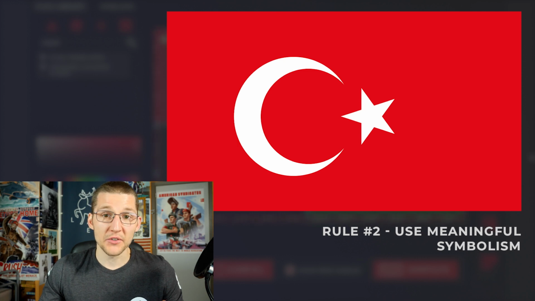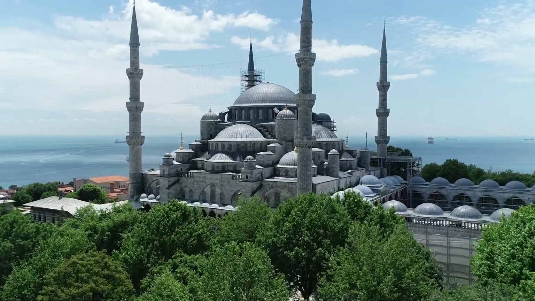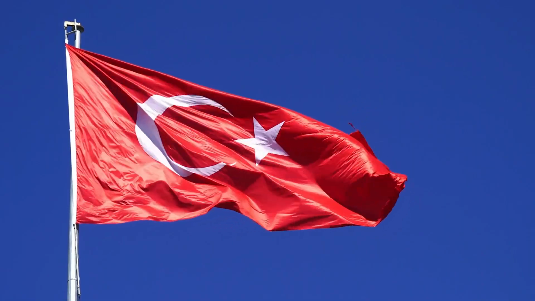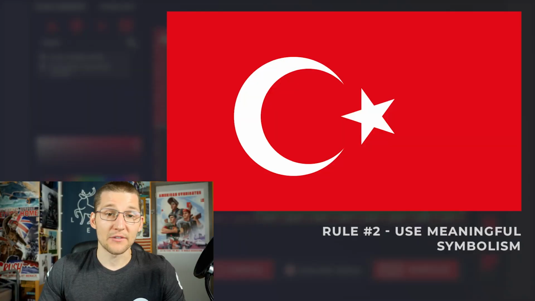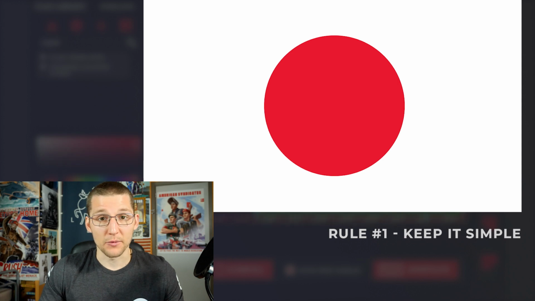Use meaningful symbolism. The crescent and star are the symbols of the Ummah, or Muslim peoples of the world. The red and white refer to Turkey specifically, as one nation under God. The flag of Japan we talked about earlier is also a very good example. Japan, often referred to as the country of the rising sun.